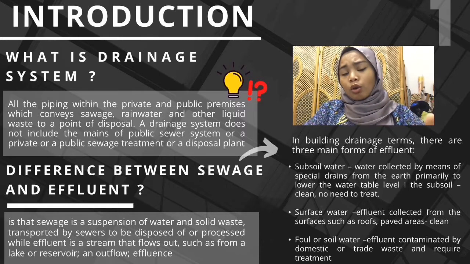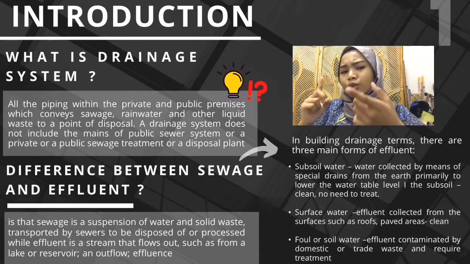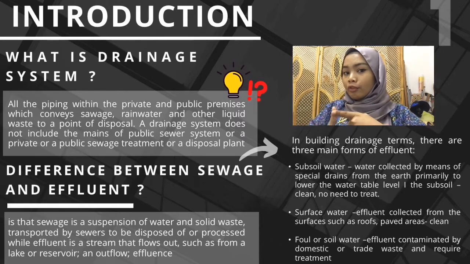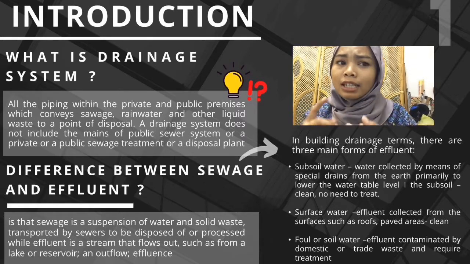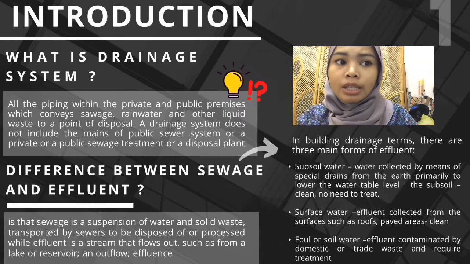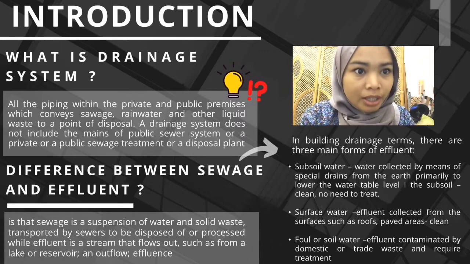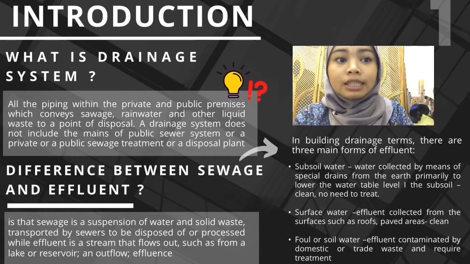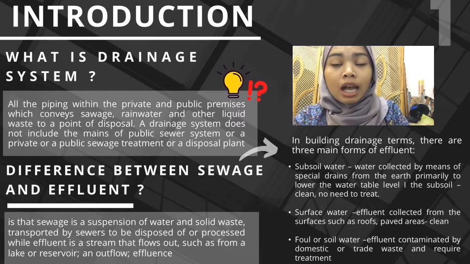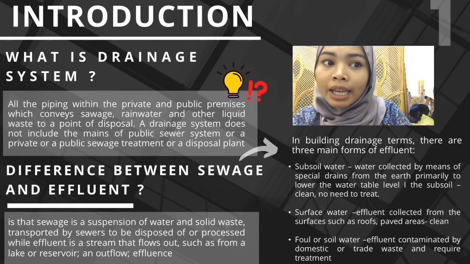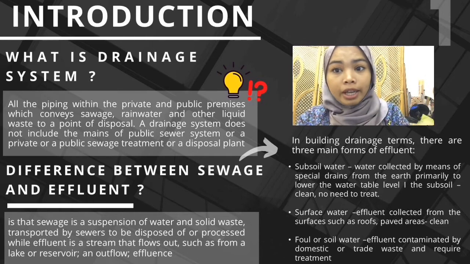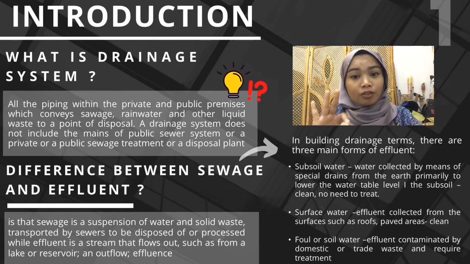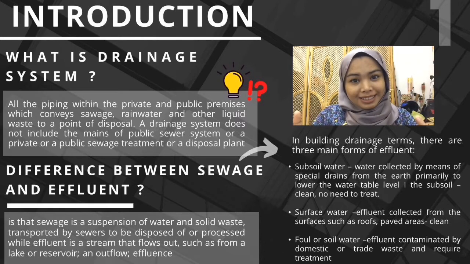Before we go through all about the drainage system, do you actually know the difference between sewage and effluent? Sewage is a suspension of water and solid waste transported by the sewer to be disposed of or processed, while effluent is a stream that flows out, such as from a lake or reservoir, or even an outflow. Do you know in building drainage terms there are three forms of effluent?